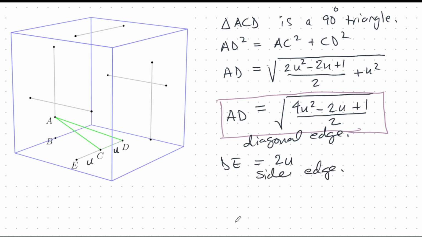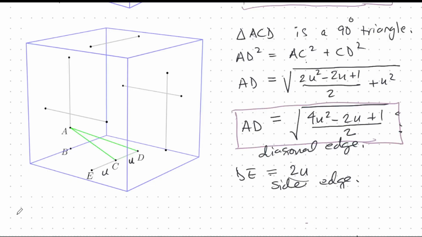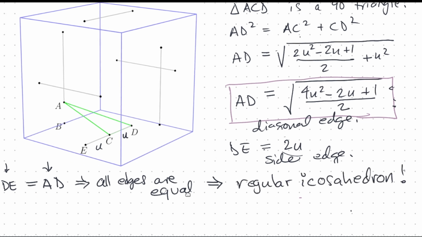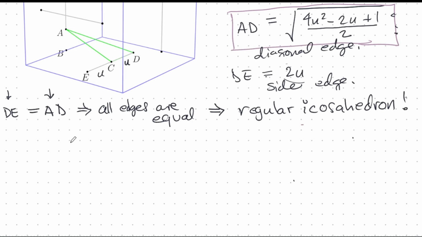So I'm ready to begin my final analysis. As we argued before, if any side edge such as DE is equal to any diagonal edge such as AD, then all edges are equal, all are congruent, and that gives us what we want, which is a regular icosahedron. This is exactly what we want. Okay, so this equation is the key to everything, but I want to get rid of this troublesome root, so let's square both sides. And this leads to the following equation.